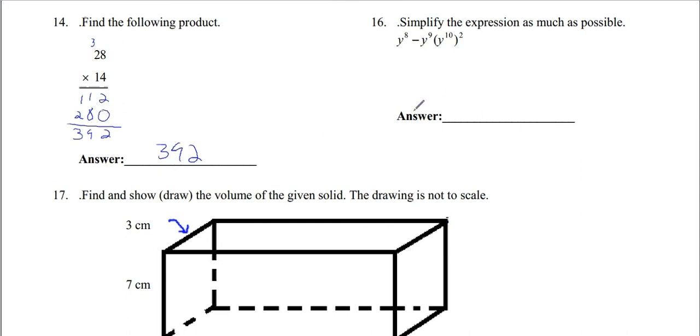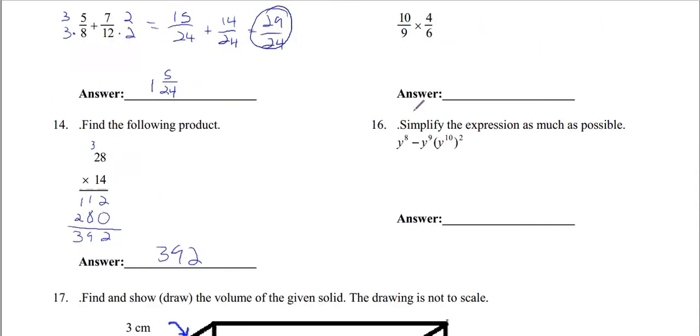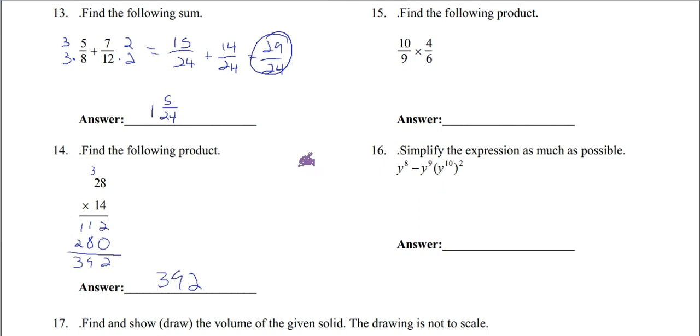All right, 14, I guess next would be 15. So moving back up here. Multiplication of fractions, we multiply straight across, cross cancel if we can. 10 and 6 have a common factor of 2. And that should do it. 5 times 4 is 20. 9 times 3 is 27. 20 over 27. That's the product.